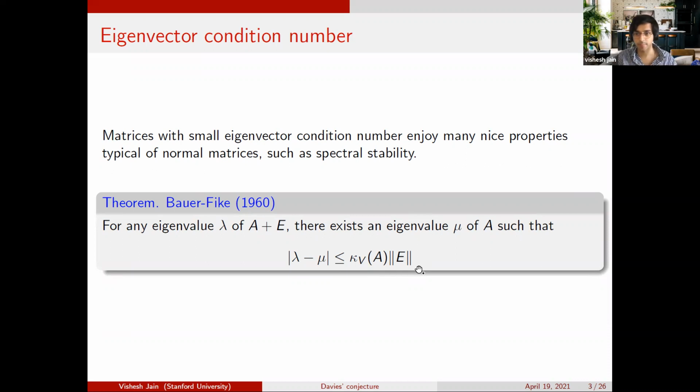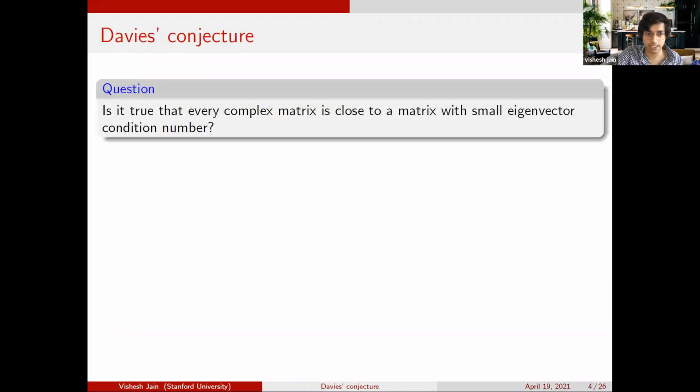So this is a classical result, and this is an important reason why people care about this eigenvector condition number. Okay, so the motivating question here, which was asked by Davies some time ago, maybe 15 years ago or so, is this. We know that diagonalizable matrices are dense in the set of all matrices, right?